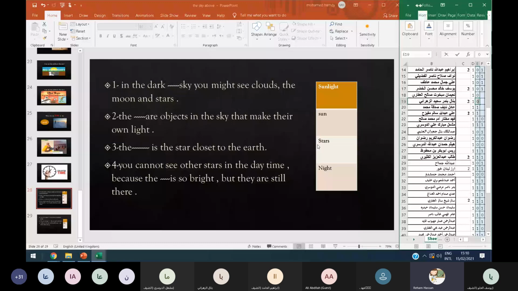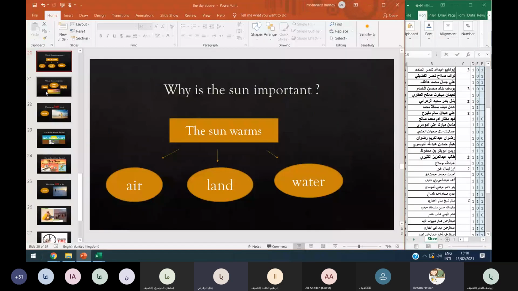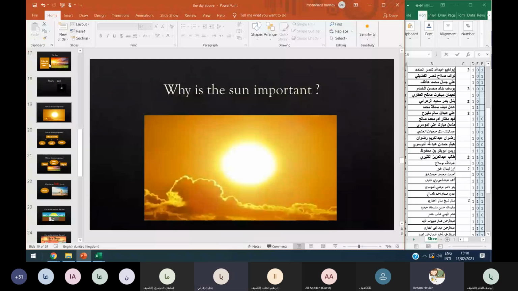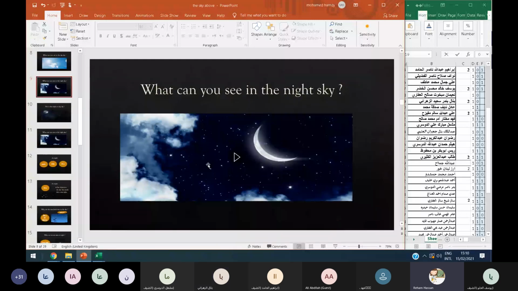So now I tell you, what can you see in the night? Stars are objects that make their own light. Look at the sky, honey. The stars. Small or tiny? It's the stars. Yes, so you can see the stars in the night. Battal, focus with me. Thanks, Battal.